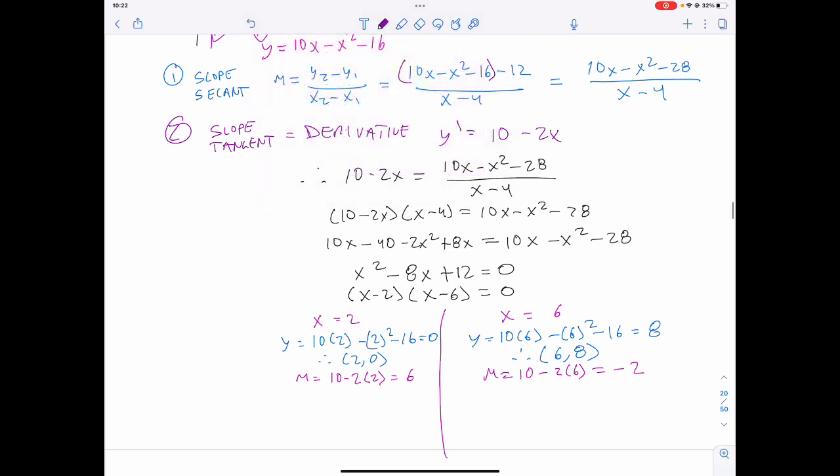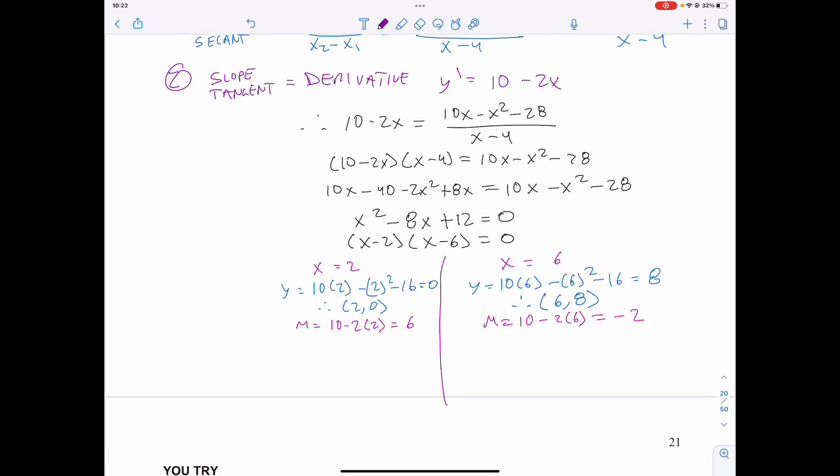And then I'm just going to put them in my slope point form. Y minus 0 is equal to 6 bracket x minus 2, or y is equal to 6x minus 12, or 6x minus y minus 12 is equal to 0.